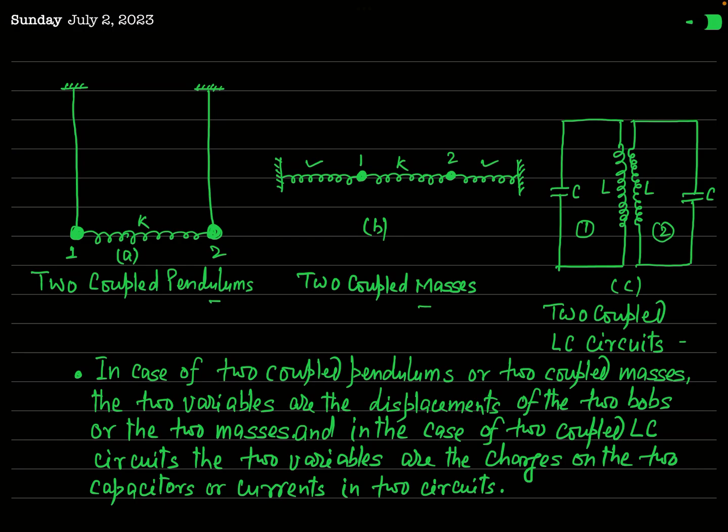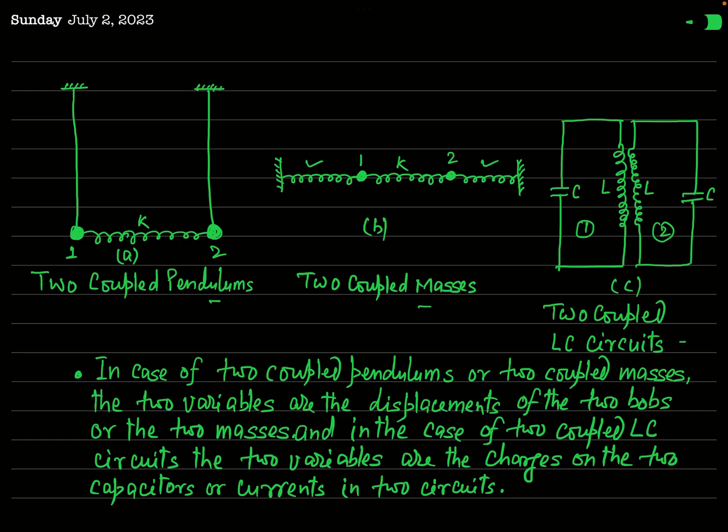Actually, when the moving parts of such a system oscillate in one plane, say the plane of paper, there are exactly 2 variables in terms of which the motion can be completely specified. For example, in case of these 2 coupled pendulums or 2 coupled masses, what are the 2 variables in terms of which the motion will be dealt?